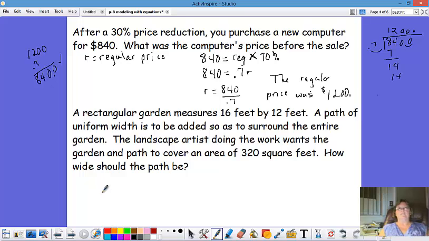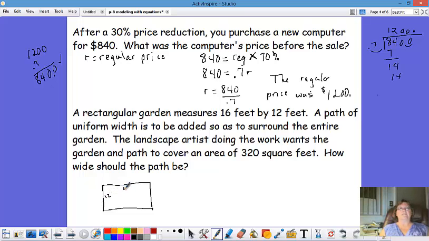Our next example should be near and dear to our hearts. It's a geometry question. It says a rectangular garden measures 16 by 12, and I'll tell you what, before I finish reading, I'm going to start by drawing a picture. That is probably one of the best problem-solving tools.